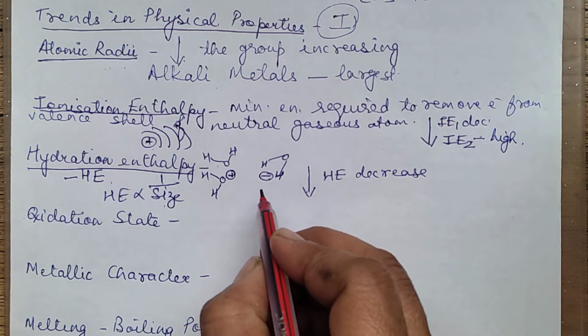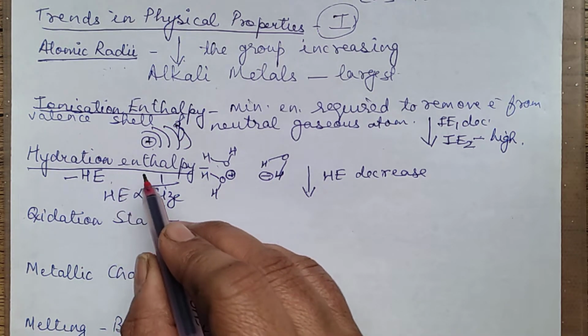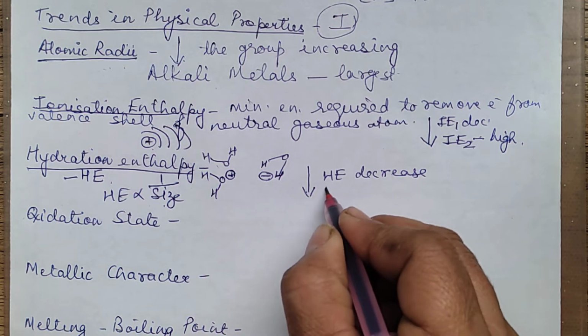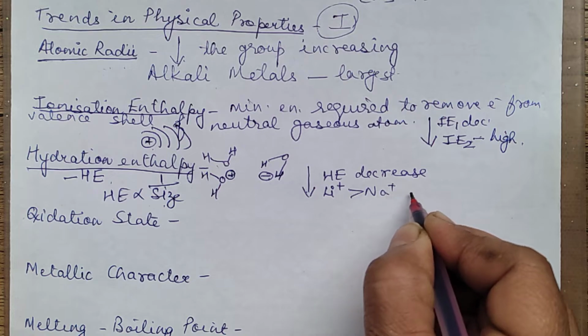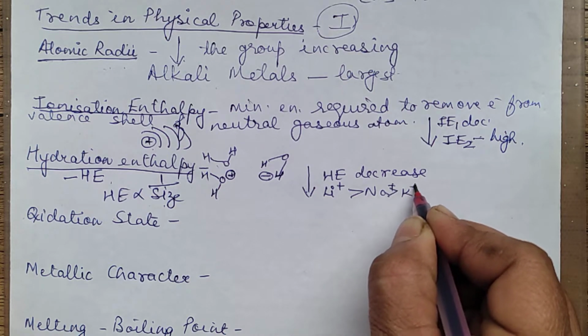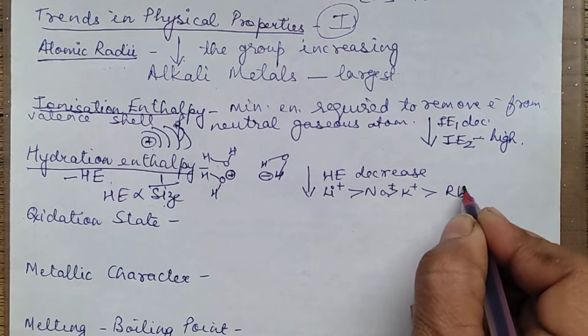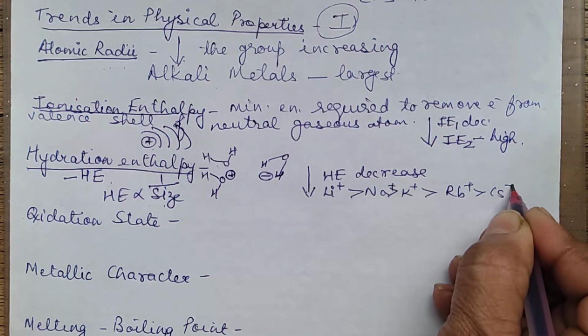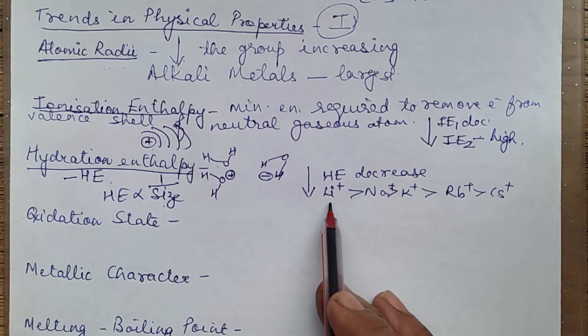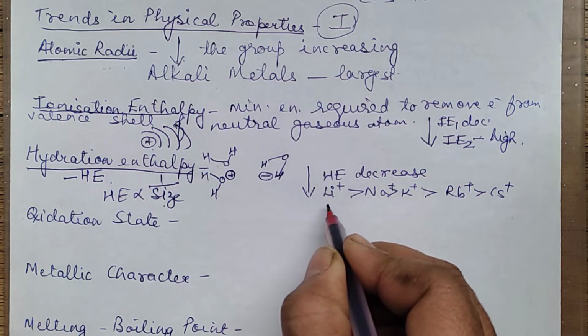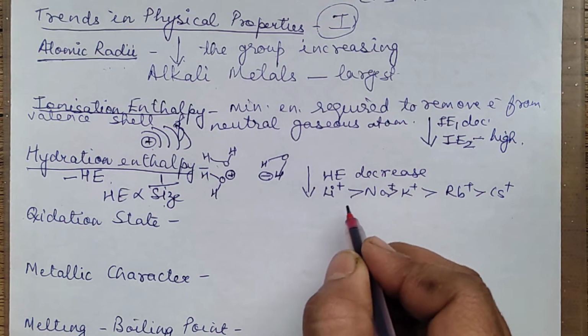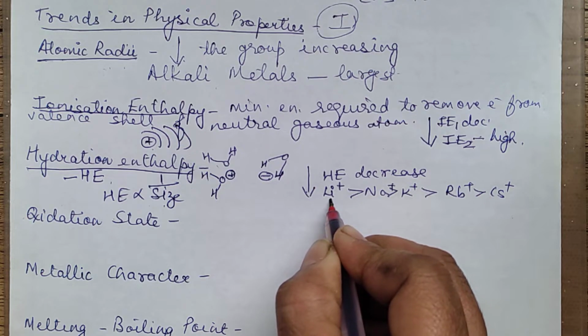So if we are asked to arrange these elements in decreasing order of their hydration enthalpy, you will write down lithium ion, sodium ion, then potassium ion, then rubidium and cesium. Lithium ion is heavily hydrated. Because of the smallest size of lithium ion, it has the maximum degree of hydration.